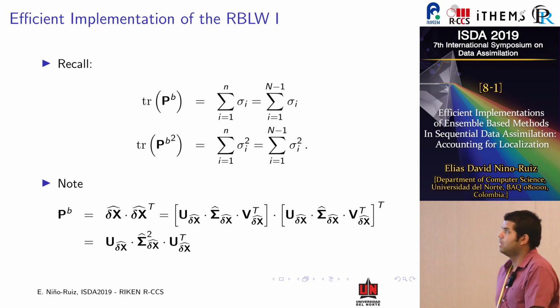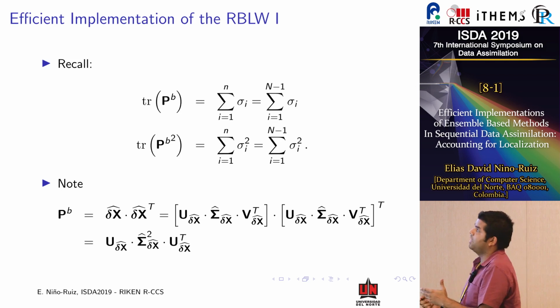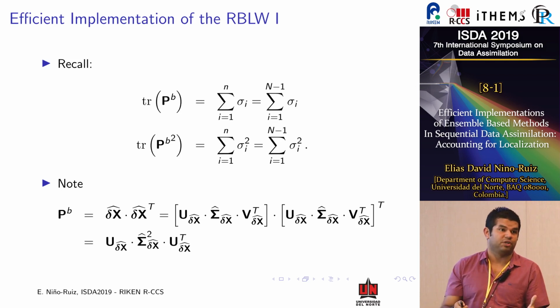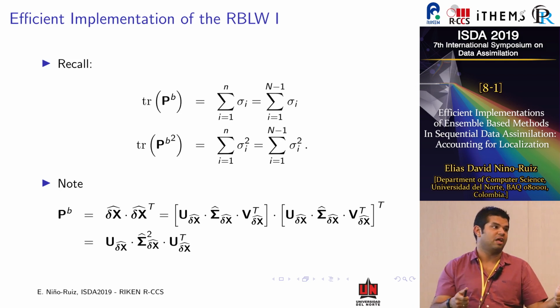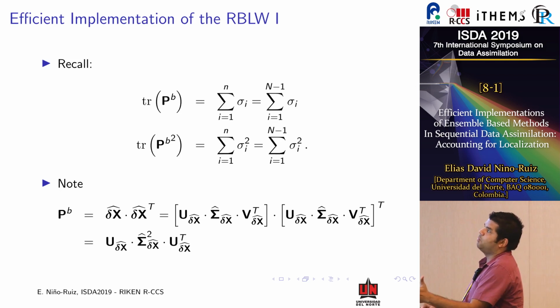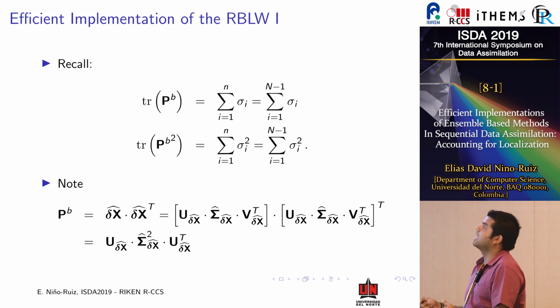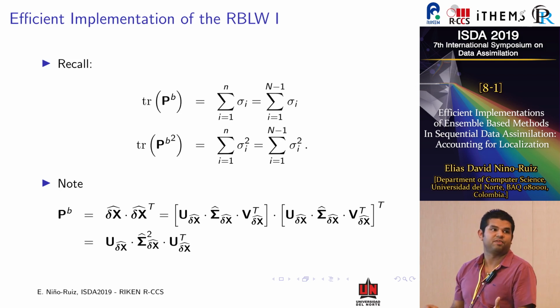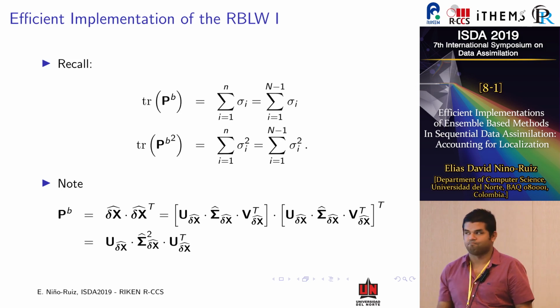We need to recall that the trace of PB is equal to the sum of the singular values. However, PB is rank deficient, and at most, it will have n minus 1 singular values different from 0. And this is true because since PB is symmetric and positive definite, the eigenvalues and the singular values are the same, okay? Same story for this. I just apply whatever is here to the eigenvalues or singular values and square them here. And again, since we have at most n minus 1 different from 0, I don't need to compute anything, just bounded by n minus 1.